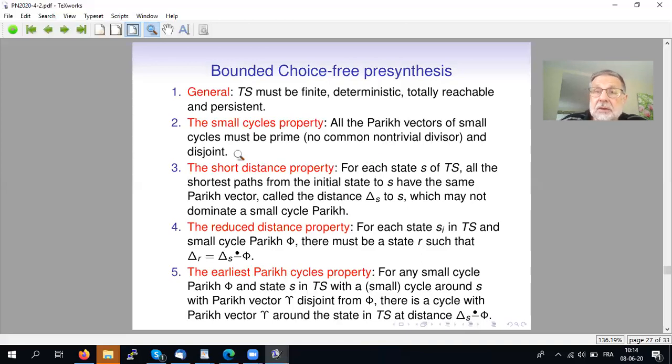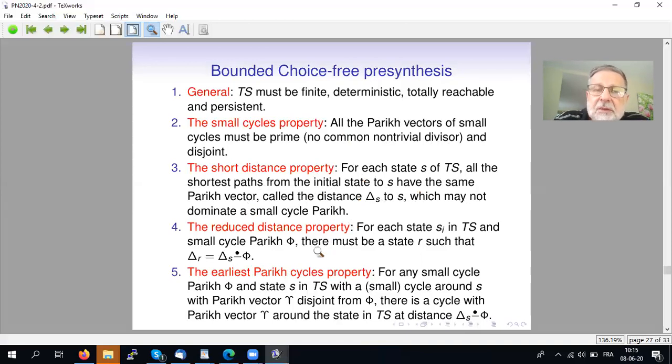and they must be disjoint. The short distance property says that for each state S, all the shortest paths from the initial state to S have the same Parikh vector, which is called the distance to S, and these distances may not dominate the small cycle Parikh vectors that were obtained in the previous property.